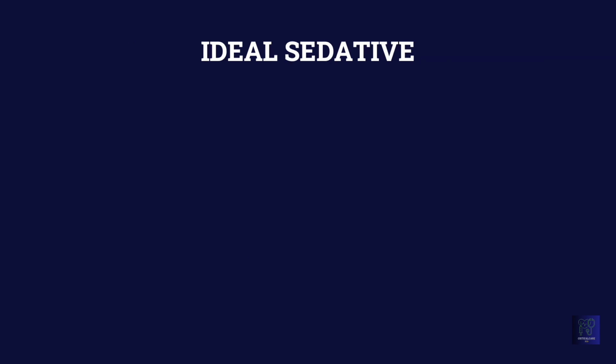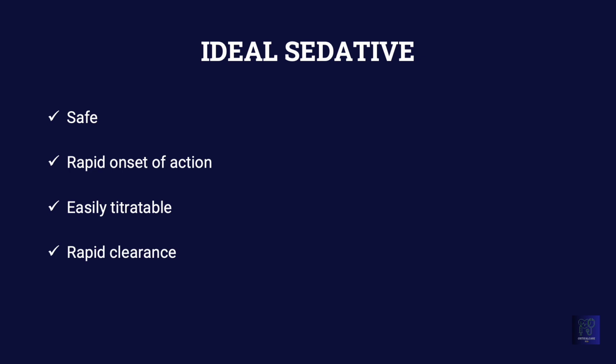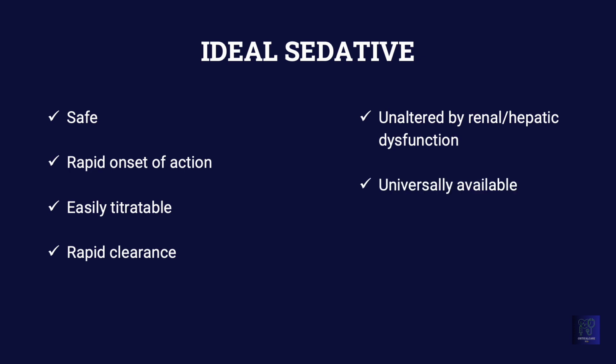An ideal sedative must have the following properties. It must be safe, particularly, it should not cause cardiorespiratory suppression even at high doses. It must have a rapid onset of action. It must be easily titratable. It should have rapid clearance so that once we turn it off, patient should rapidly wake up. Metabolism should not be affected by renal or hepatic dysfunction, which makes dosing easy. It must be universally available. It must be cheap and it must be well studied, especially in the ICU.